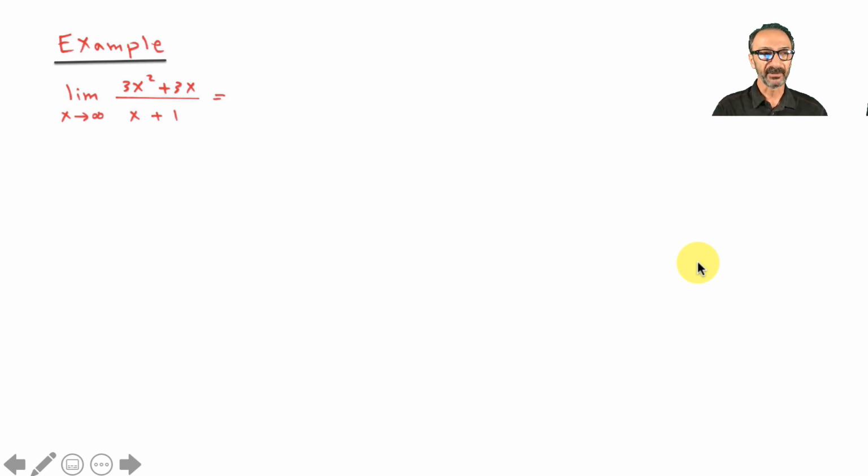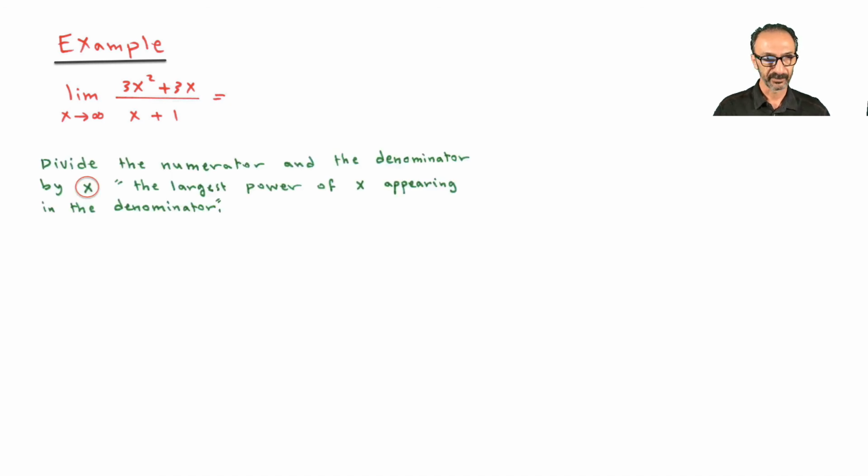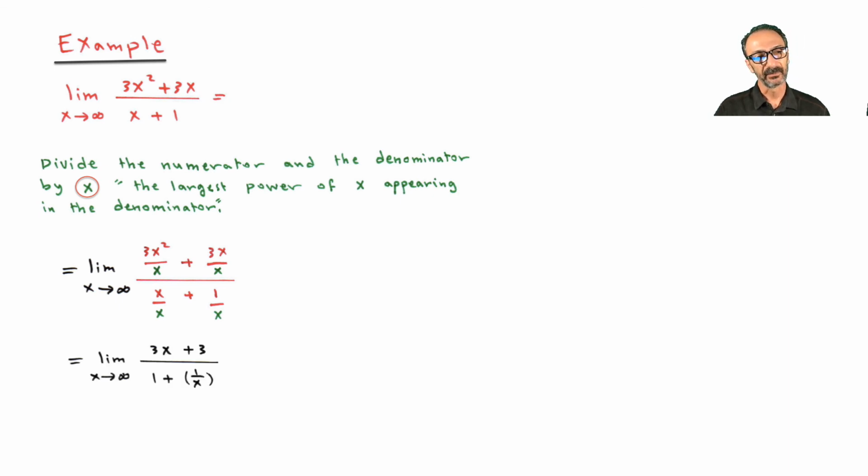And here's another example. We're going to divide numerator and denominator by x. And you should know why by now. Steps. Simplified. That goes to 0. And that's going to keep growing. That's it. Infinity plus 3 over 1 plus 0. So it's going to be infinity.